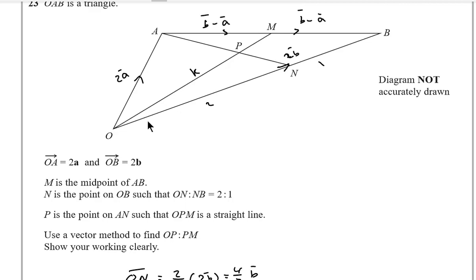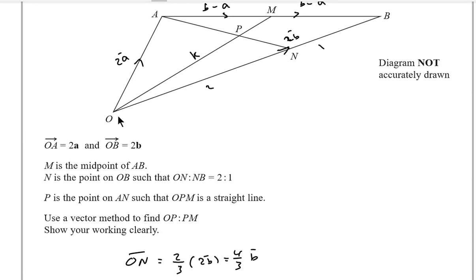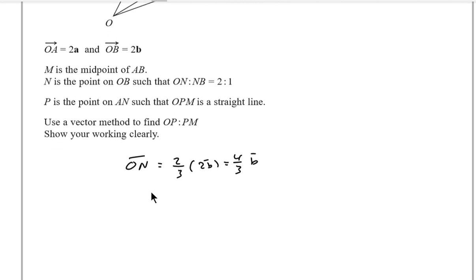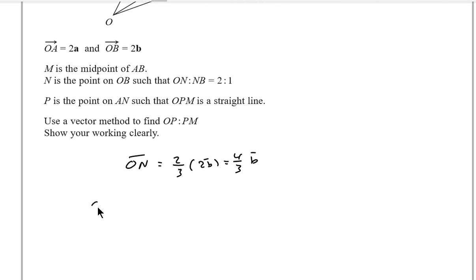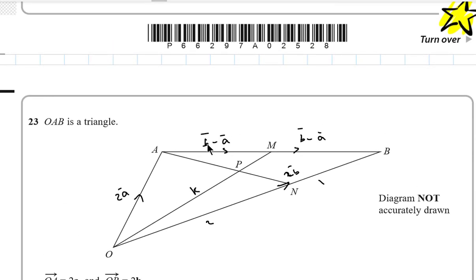Our strategy is to get OP vector in two ways. One way through OM vector, and the other way through A: OA vector plus AP vector. Okay, let's go. First, I will get OP as a part of OM, so you must get OM vector at first. OM vector, as I told you, is OA vector, which is 2a small vector, plus from A to M, which as I told you will be b minus a vector.